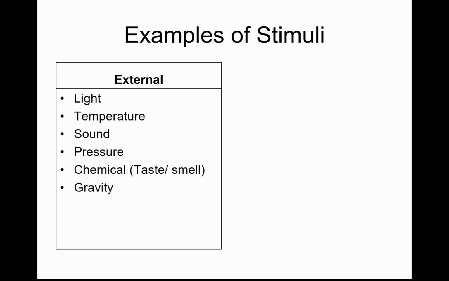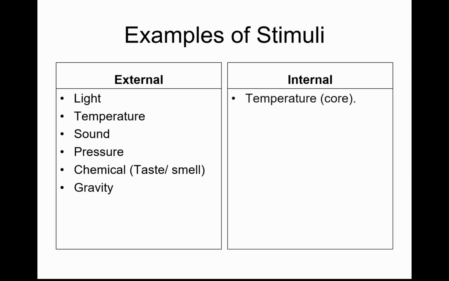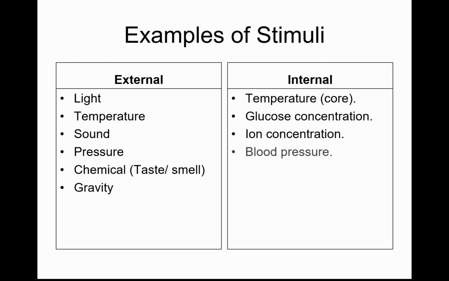Internal and gravity, you can detect which way is up. There's loads of other things you can detect. You can even detect where your arms are, which is a sort of internal stimulus actually. So internal stimuli: your core temperature, glucose concentration of your blood, iron concentration, blood pressure, water potential of your blood, pH, anything that your body can detect internally, really important.